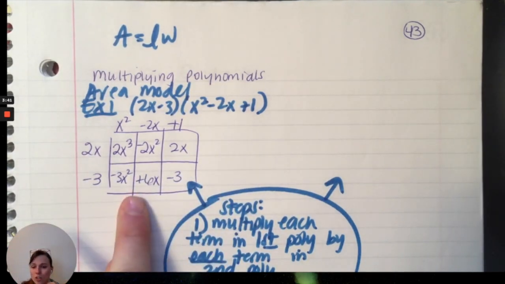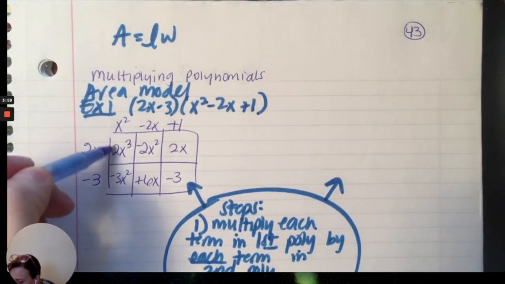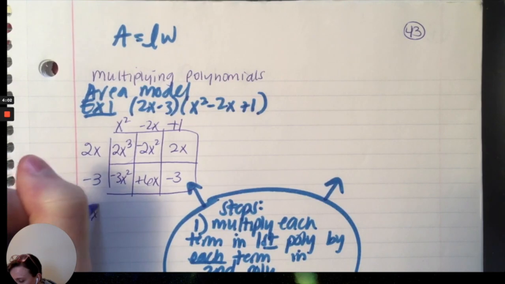And it is helpful sometimes to write a positive next to your term because you are going to be putting that positive back when you combine like terms. And before I'm not going to write it all out and then combine like terms. I'm just going to combine them while they're in the area model and then spit out the actual final answer. So my highest degree is 2x cubed, so I know that's my answer.